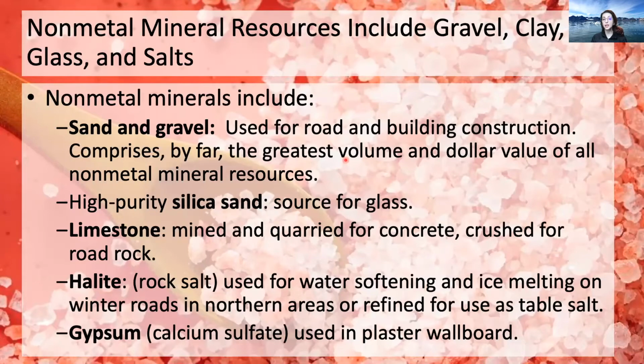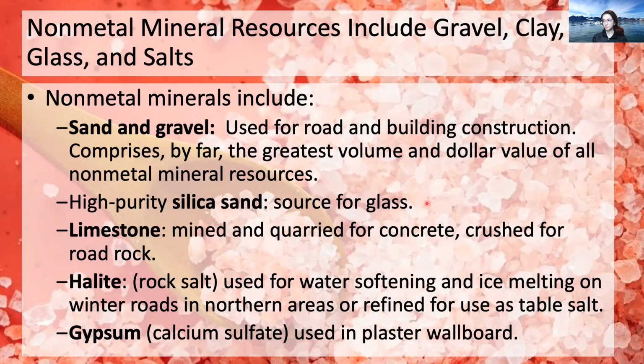There are also non-metal resources that are important, including gravel, clay, glass, as well as salts. So we have sand and gravel that is used mostly for building and road construction. This is by far the greatest volume and dollar value of all non-metal resources that we use, that's sand and gravel. There's also high purity silica sand, which is what we use to make glass. So the glass in your window panes is actually made up of quartz. It's made up of silica, which is sand, and they process it and treat it such that it is usable for glass.